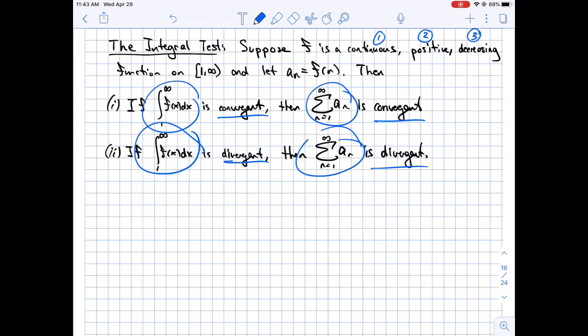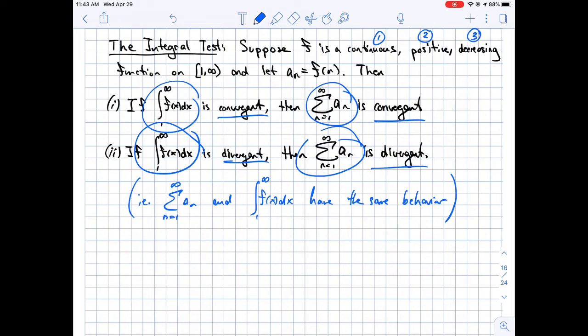So really, it is saying that the series a_n from 1 to infinity and your integral from 1 to infinity have the same behavior. They are either both convergent or they are both divergent. They converge together or they diverge together.